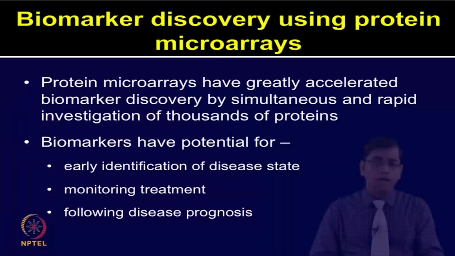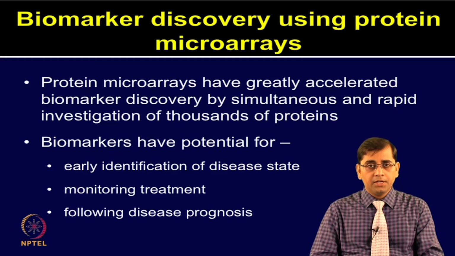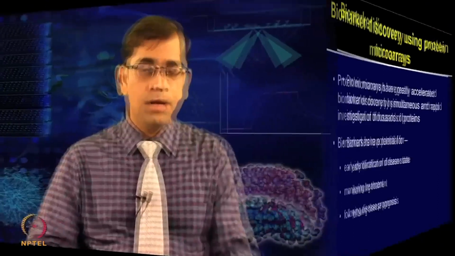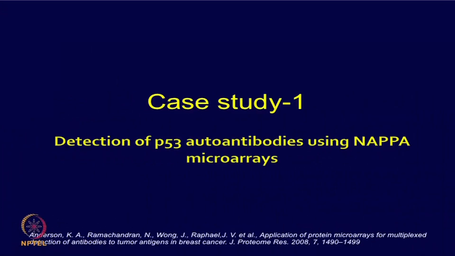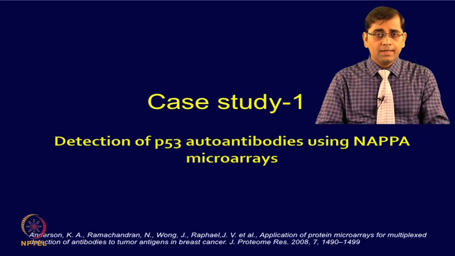So, biomarkers have potential for early identification of disease state, monitoring a disease treatment response as well as follow up on the disease prognosis. Let us look at how cell free expression based microarrays have been applied for screening of biomarkers. Let us discuss our first case study for this lecture, which is detection of p53 autoantibodies in human serum using cell free expression based NAPA microarrays.